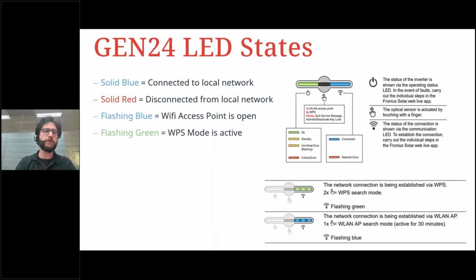The Gen 24, so the first thing we look for on the Gen 24 is what the LEDs are doing, if the inverter is dropped offline or if it's not connecting. So you'd focus on the right-hand side LED, which is the network connection side. Solid blue is connected locally to the network, solid red disconnected. Flashing blue just means you can access the inverter via its local Wi-Fi access point, so jump in, change any settings you need to. And flashing green just means WPS mode is active, which is a very good option if you don't want to go through the whole rigmarole of connecting to the inverter and changing any settings there.